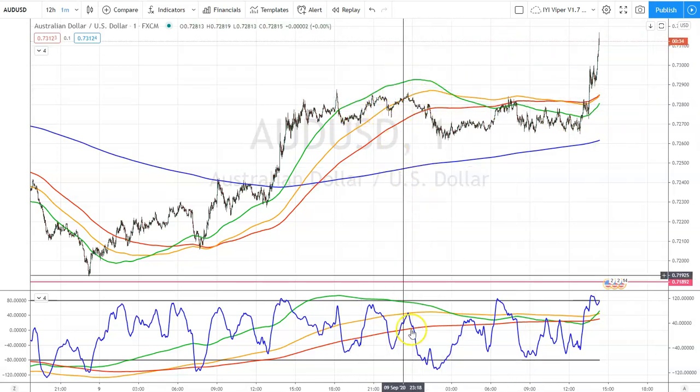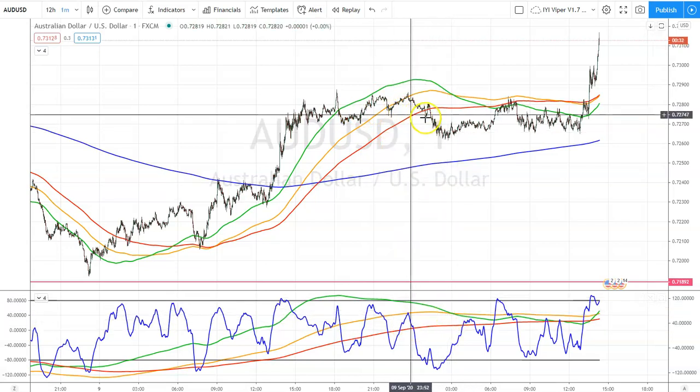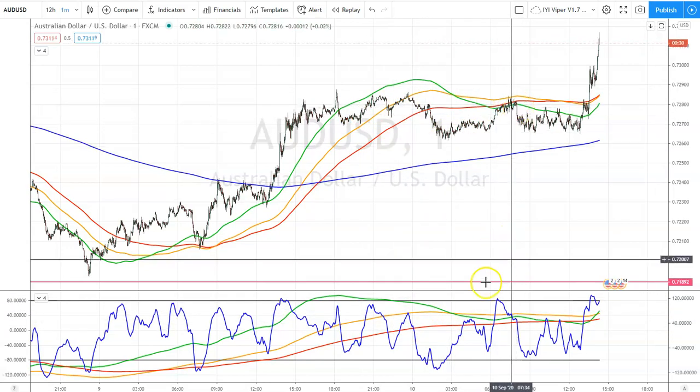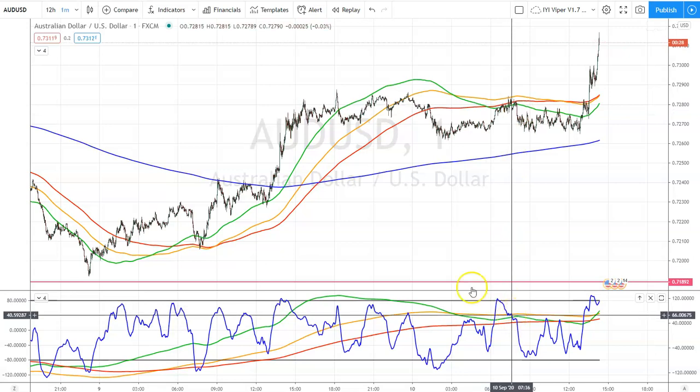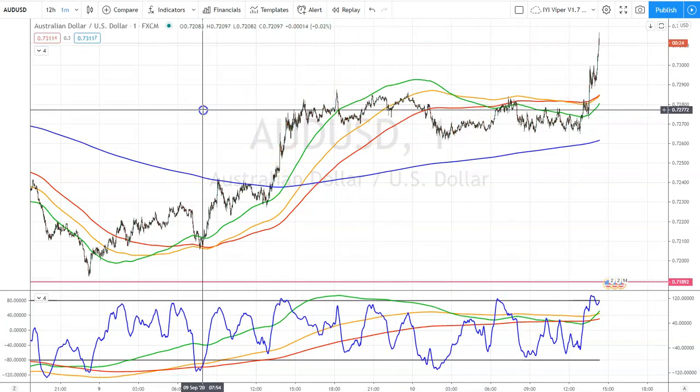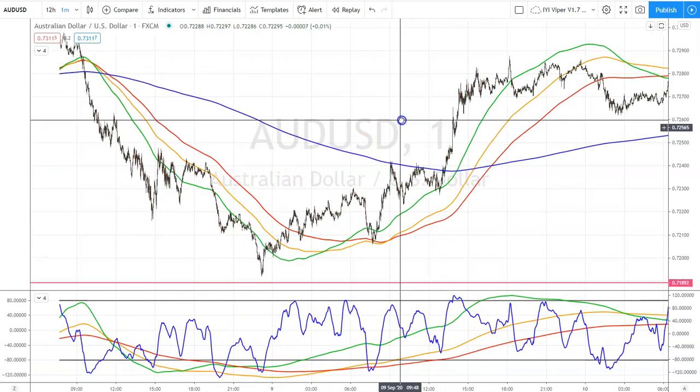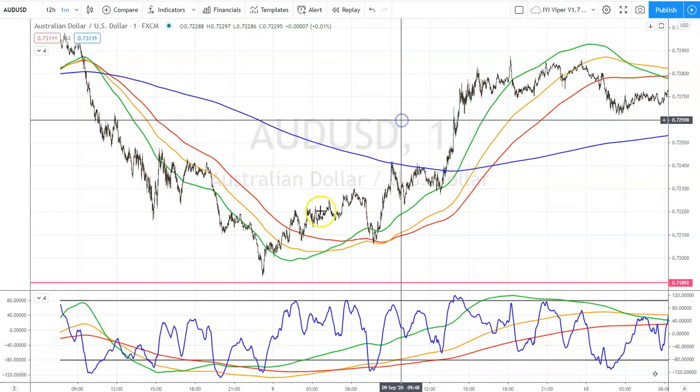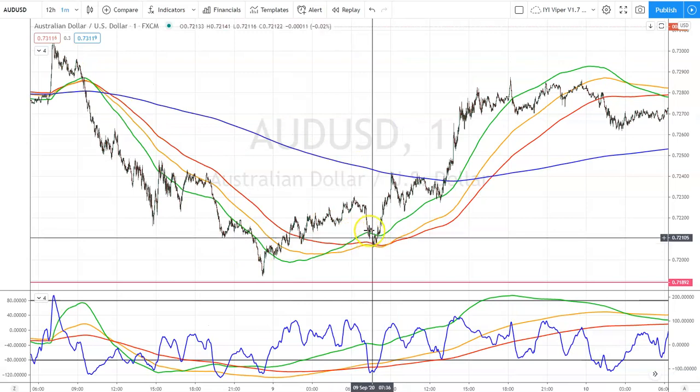Same here. You've got it sort of pinching together, crossing over, but again, it's not convincing. That's just a consolidation area, and the move's not been made yet. It's certainly not finished.